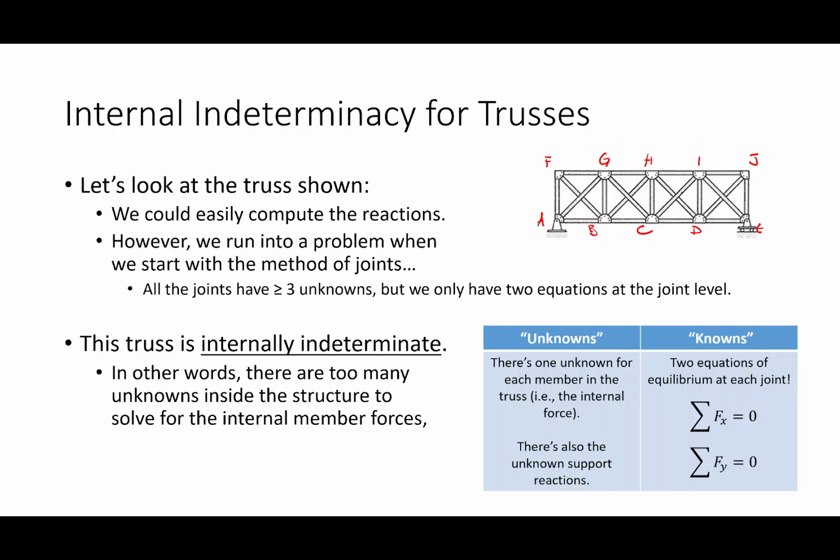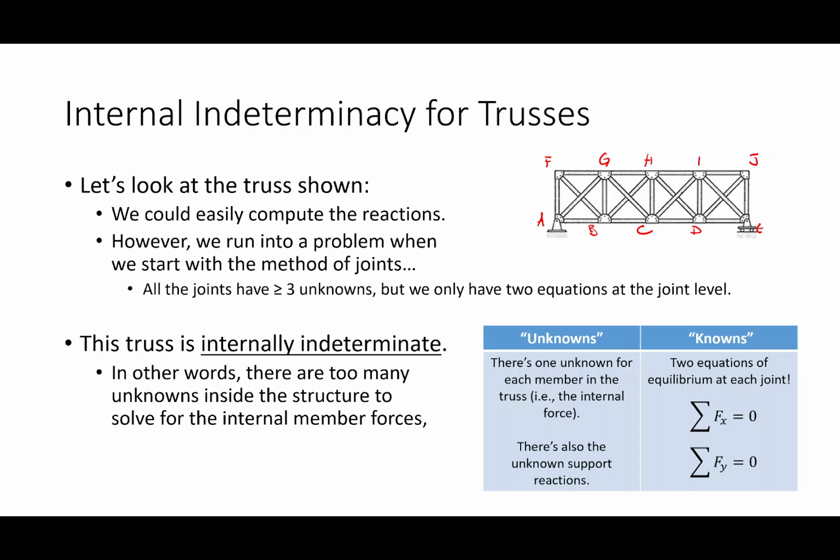There's also 1 unknown for every support reaction, because from a method of joints perspective, they are unknowns since their loads apply directly to the joints, okay? So my unknowns are M plus R, the number of members in the truss and the number of support reactions. What about the number of knowns? What quantities do I know about the structure? Well, I propose for this structure there are 10 joints, and for those 10 joints we have 2 known quantities for each joint, so 20 knowns.